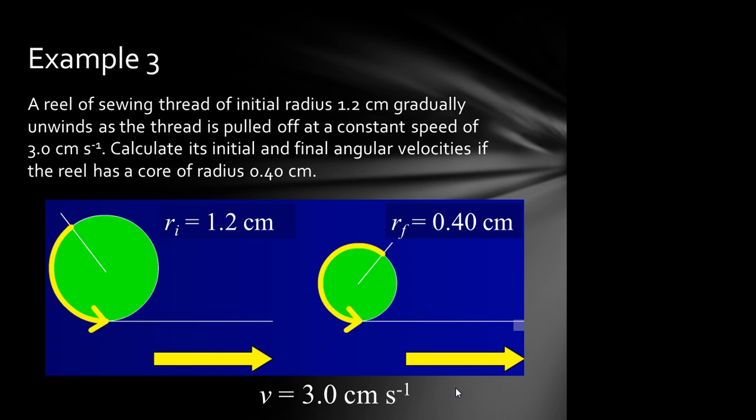So let's consider two cases. At first, the radius of the reel is 1.2 cm and later on it is 0.4 cm. But I'm still going to pull at it with a constant velocity. Are you able to quickly calculate its initial and final angular velocity then? Will it be the same? If it's not the same, what is it? Take a couple of minutes to try it.